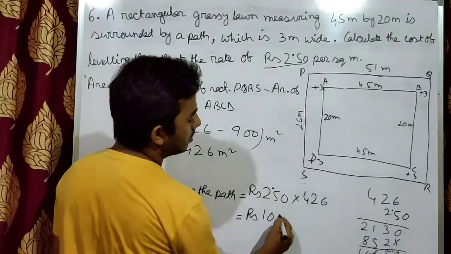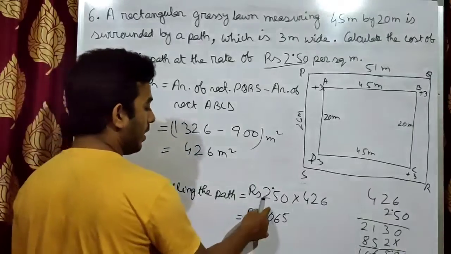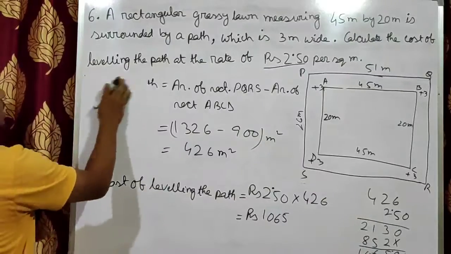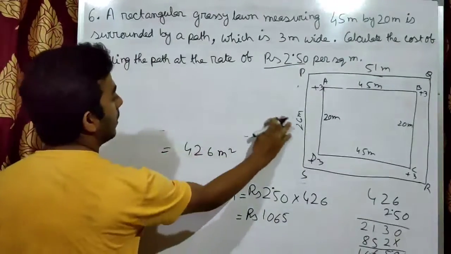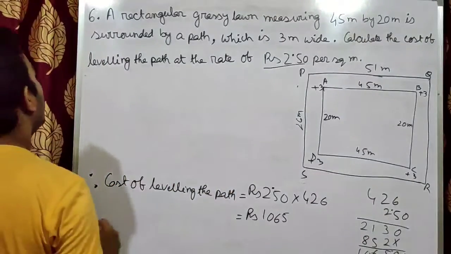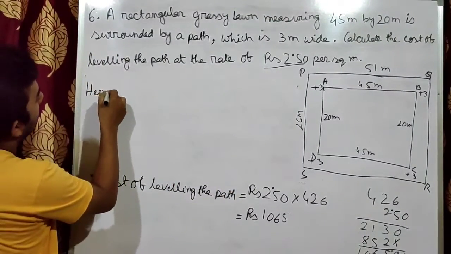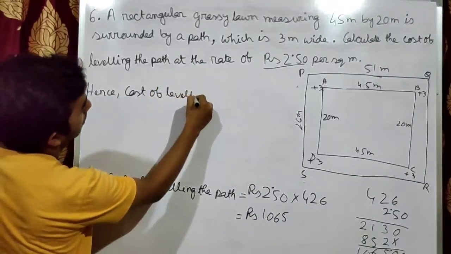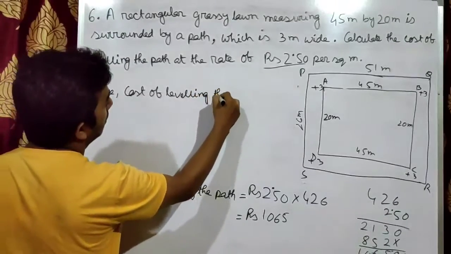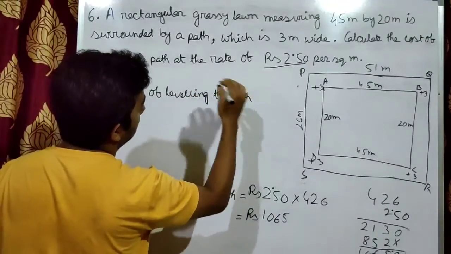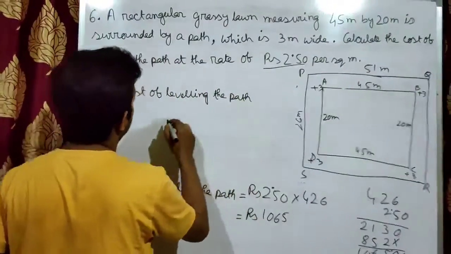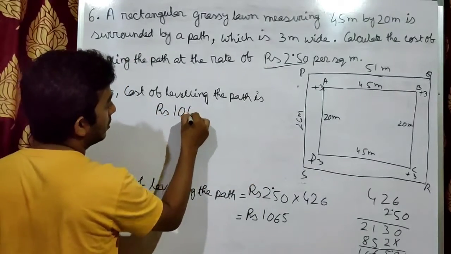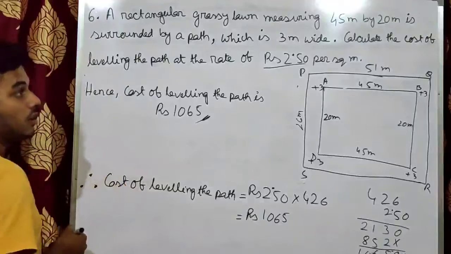So at last one more line, a conclusion line we will write. Hence, cost of leveling the path is rupees 1065. Clear?